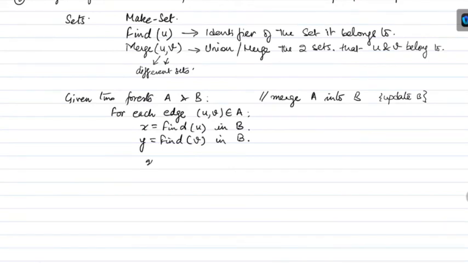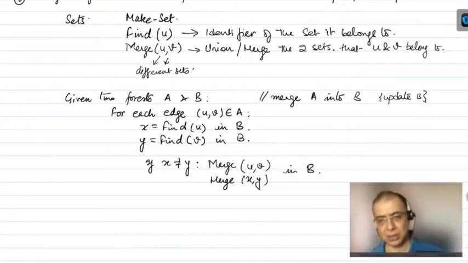And now I check if x is not equal to y, then I merge uv or merge xy, depending on whatever the interface is. I merge the two sets. Where do I merge them? I merge them in B. That's the important part. As I said, I'm going to modify B. I'm going to update B by looking at A. After that, I'll just discard A. I don't need that forest anymore. Is it clear?